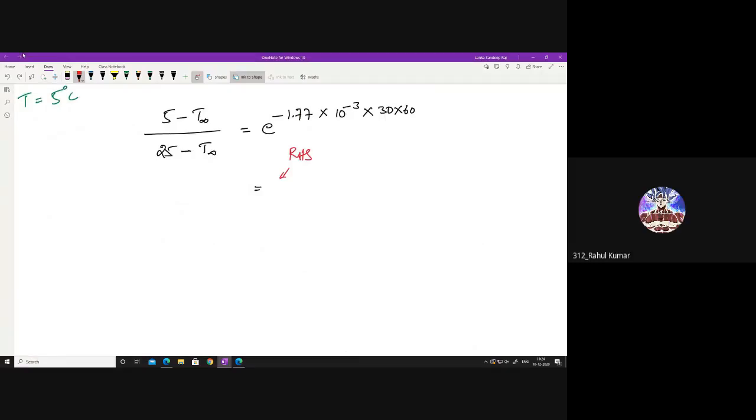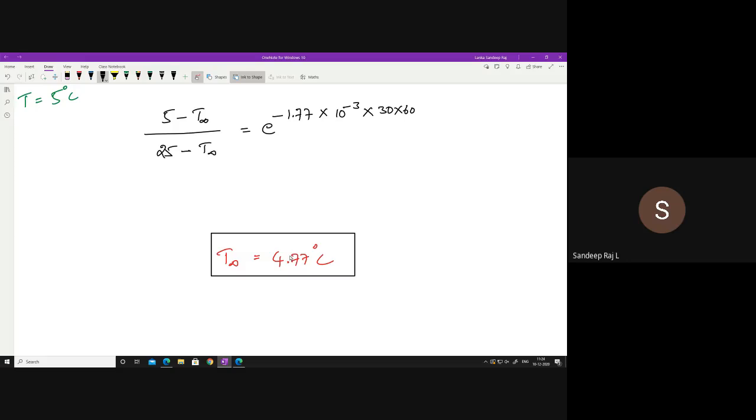Sir, is it 4.077 degrees? You are directly telling T infinity, isn't it? Yes, sir. 4.77 degrees centigrade. Okay. You solve for it. The T infinity is the only unknown, and he will get this value as 4.77 degrees centigrade.